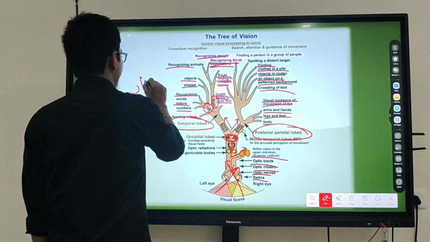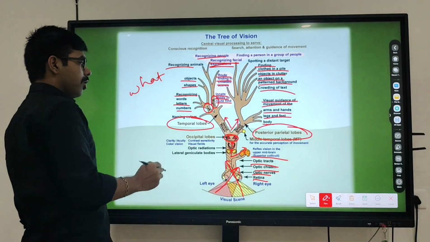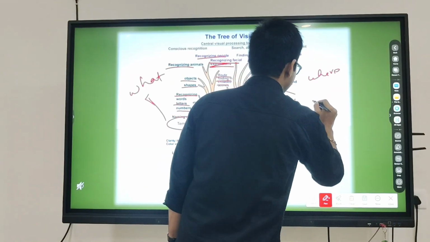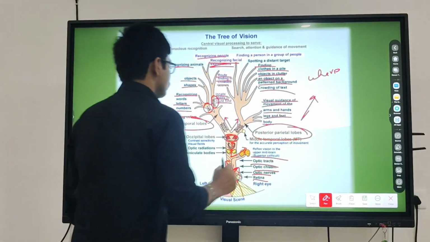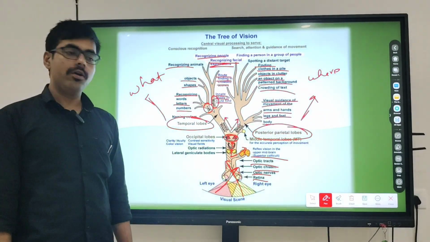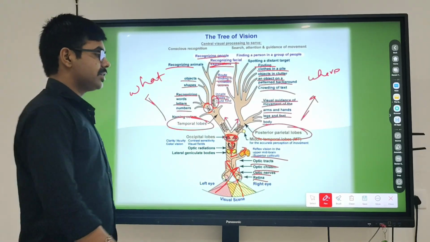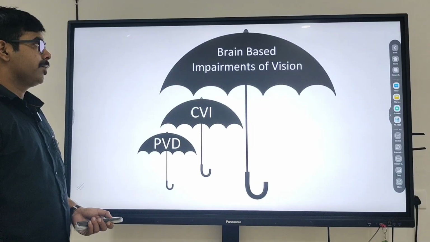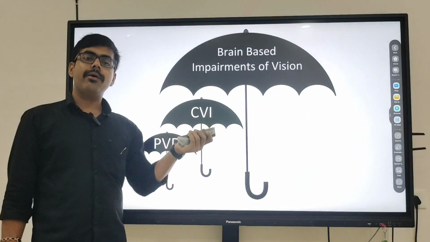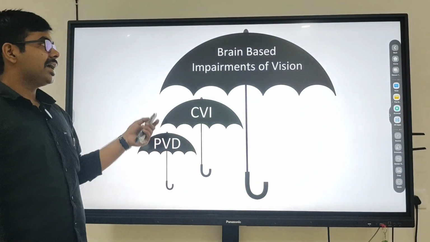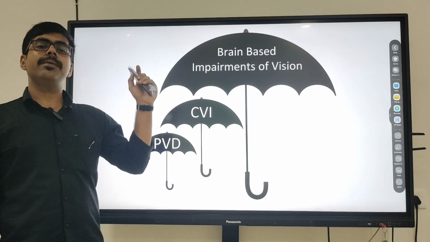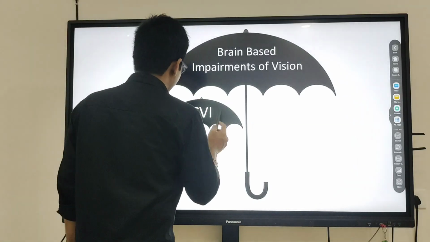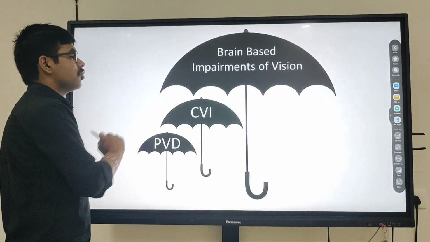This is the what pathway in the temporal lobe, and this is the where pathway in the parietal lobe. So this is how we process our whole vision. By seeing this tree of vision, you can understand that the whole brain is engaged in our visual processing. So as I started our presentation, telling about brain-based impairment of vision, it is a much bigger umbrella term. Below that we can see cerebral visual impairment, as well as perceptual visual disorder.